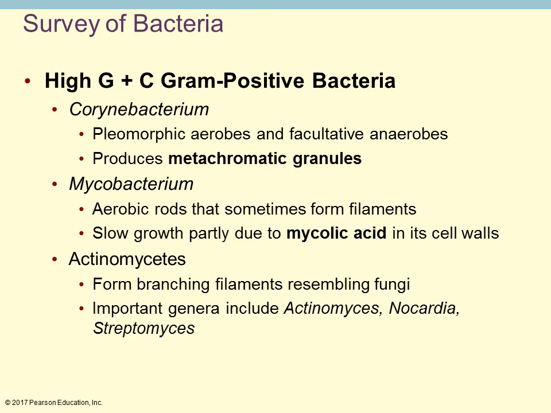Your high GC gram-positive bacteria will include things such as Corynebacterium and Mycobacterium. Mycobacterium typically grow very slowly. They have a lot of mycolic acid in their cell walls. And then the actinomycetes that we saw earlier. Streptomyces is another genus, a type of actinomycete. Streptomyces do produce some antibiotics.